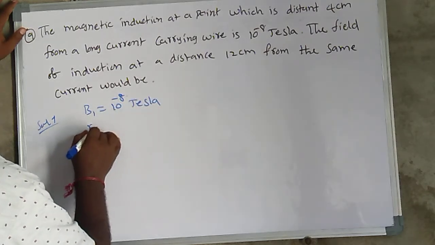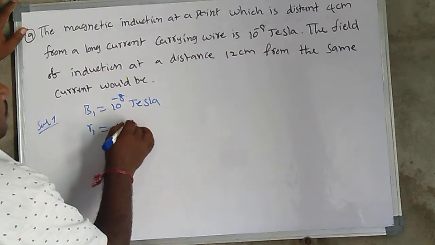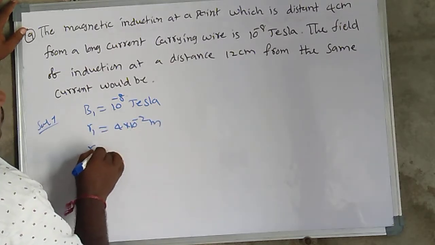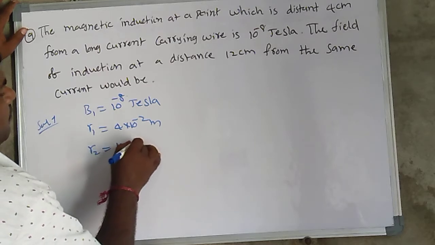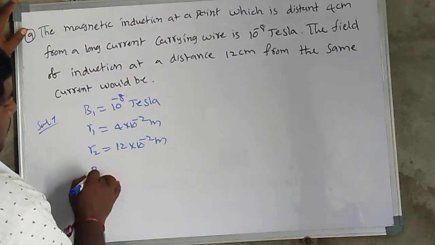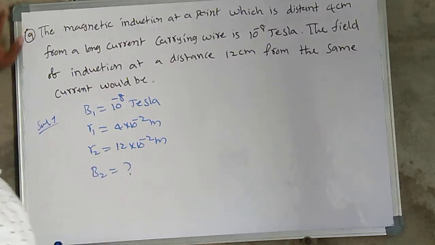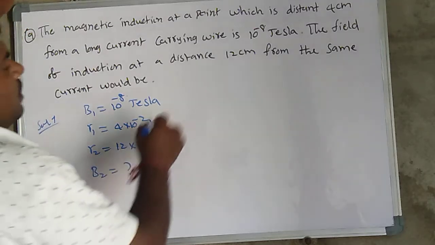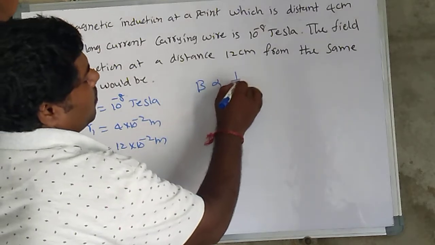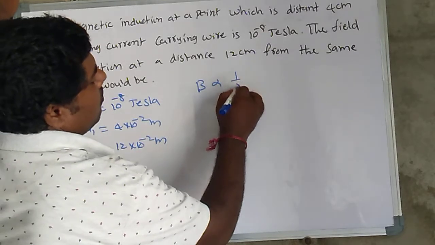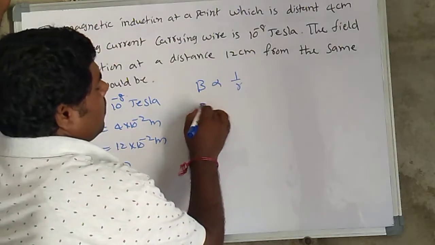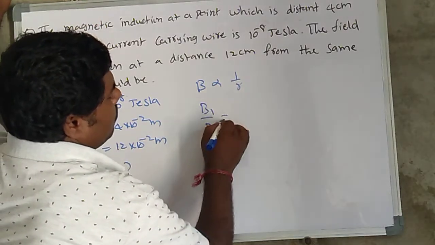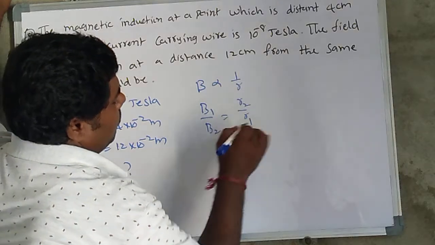Tesla, and R1 they have given as 4 into 10 to the power minus 2 meter. R2 they have given as 12 into 10 to the power minus 2 meter, and B2 is what after 12 centimeter from the wire, that is what they are asking. Here B is directly proportional to 1 by R. So B is directly proportional to 1 by R. Here B1 by B2 is equal to R2 by R1.